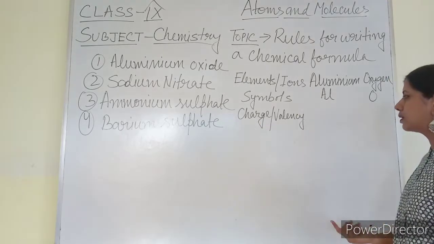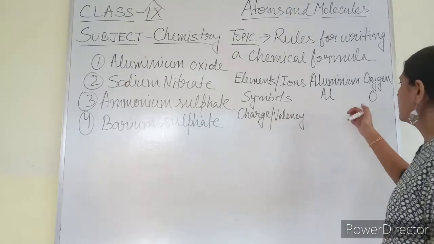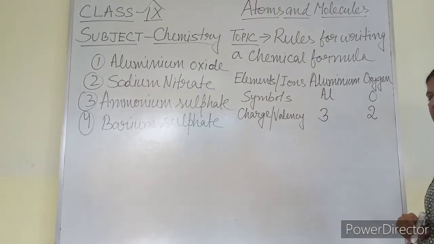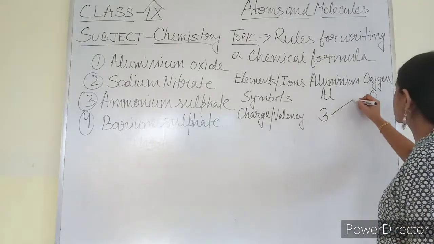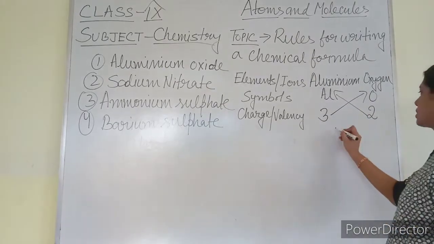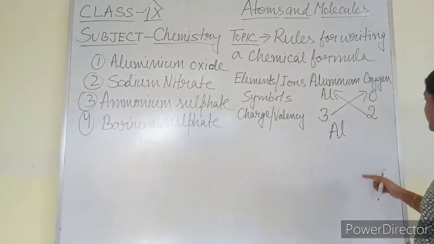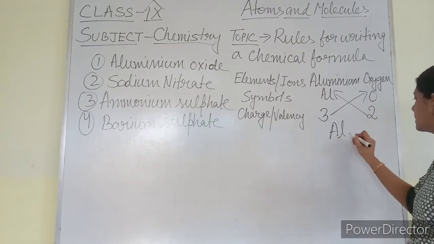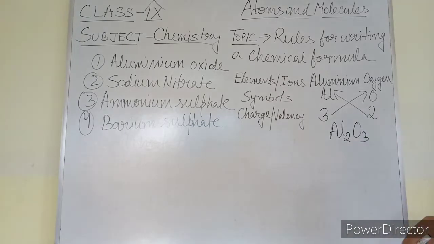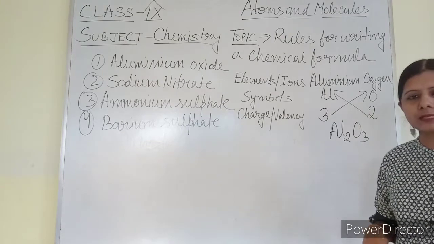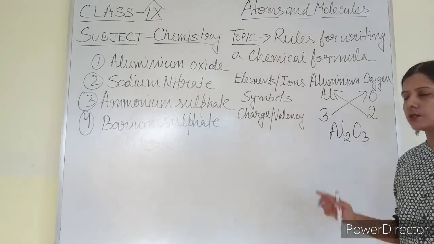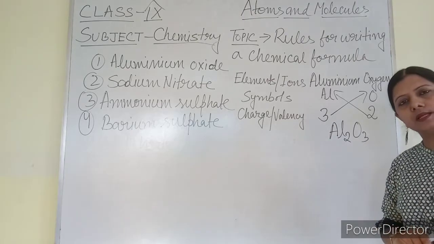Either you write down the charge or valency, same thing. Aluminium's valency is 3 and oxygen's valency is 2. Now I will cross multiply, crossover. So what is the formula? For aluminium oxide, the valency of oxygen will be written here and the valency of aluminium will be written here. So in this compound aluminium oxide, there are 2 atoms of aluminium and 3 atoms of oxygen. Combining together you get aluminium oxide.